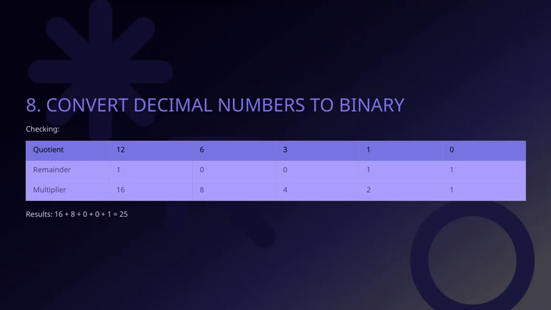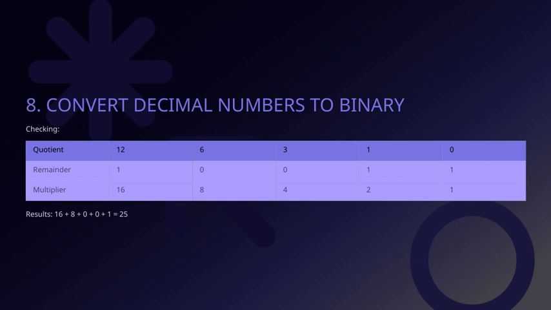Now let's take a closer look at this table, which illustrates the process of converting a decimal number to binary. On the top row, we have the quotients at each step, starting from dividing by 16, then 8, 4, 2, and finally 1. The next row shows the remainders at each step, which are crucial because they form the binary digits. Notice that the quotient decreases as we divide, and the remainders tell us whether to put a 0 or a 1 in each position of the binary number. The multiplier row indicates the value assigned to each position in the binary number, starting from 16 down to 1.